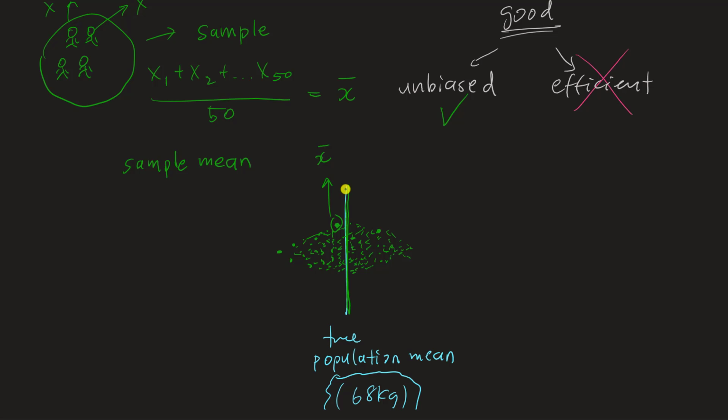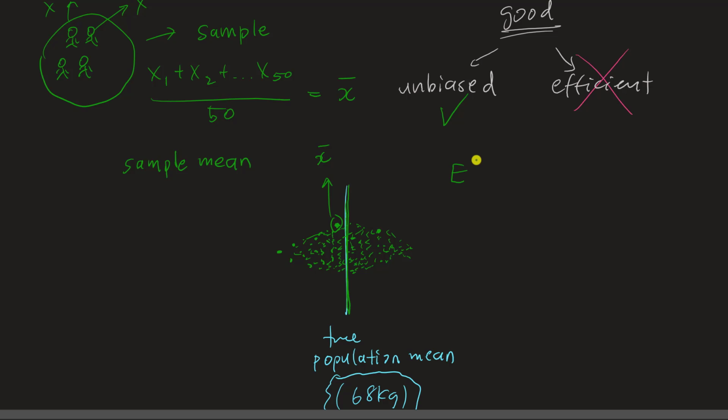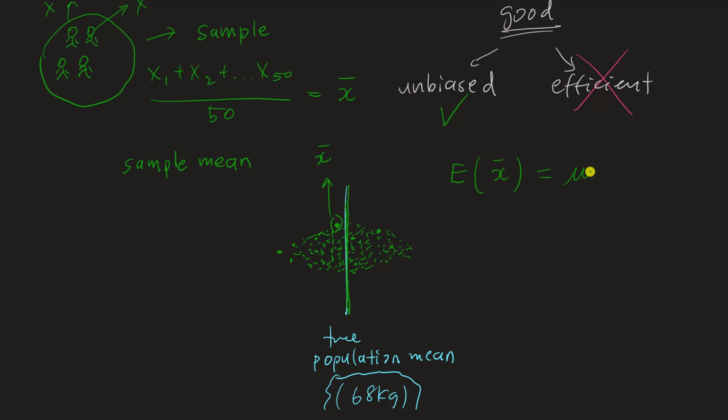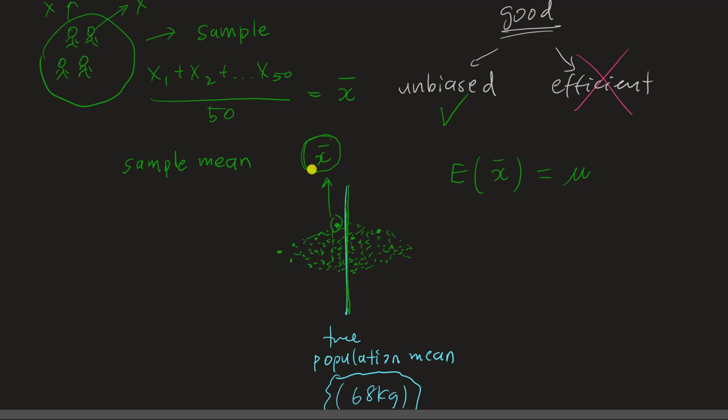In mathematical notation, this is what we're going to write: the expectation of your sample mean is equal to the true population mean. This is what makes a particular estimator unbiased. As long as the average of this estimator, in this case the sample mean, aligns with the true population parameter, it is unbiased.